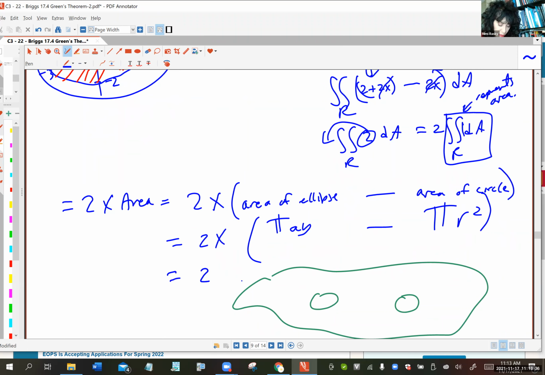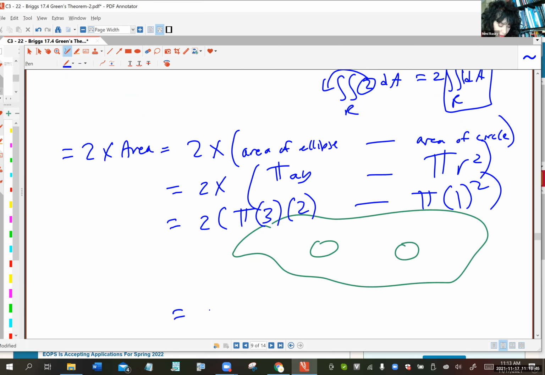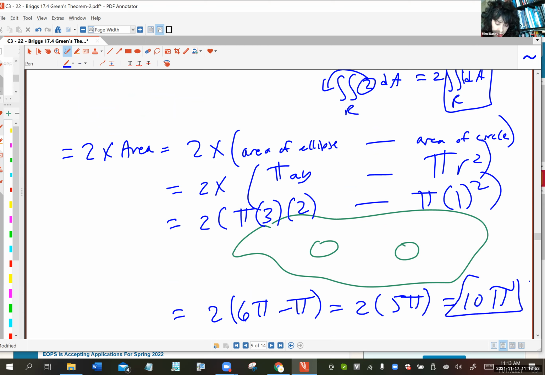So we're going to have 2 times pi, and remember the a here was 3 and the b was 2, and the r here, it's a unit circle, so the radius was 1. So our final answer is going to look like 2 times 6 pi minus pi, but that's 2 times 5 pi. Final answer, 10 pi, and we're done with this problem.